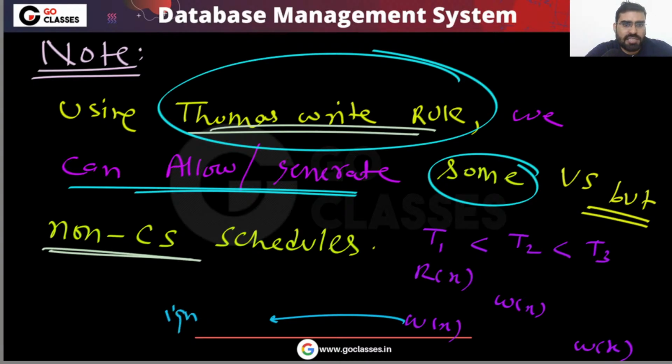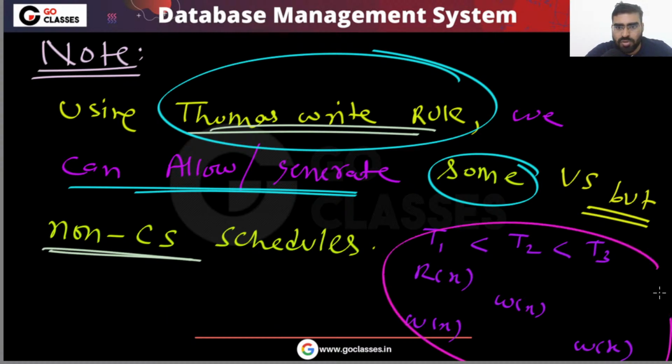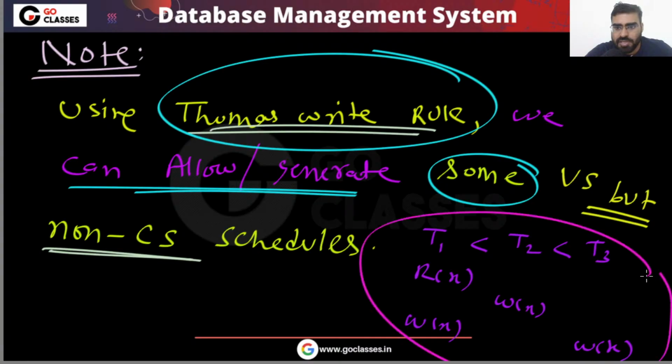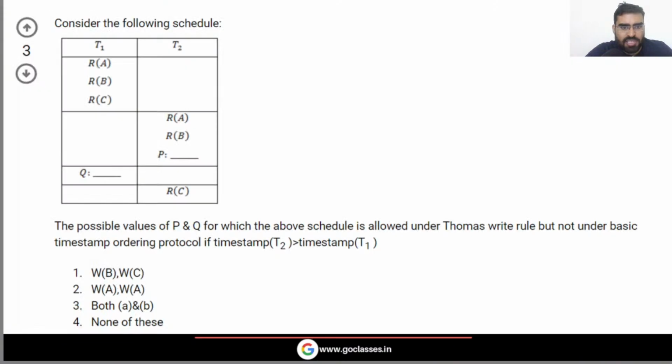Okay, so you can easily see that this is view serializable. This schedule on your screen is view serializable, not conflict serializable, and this is allowed by Thomas Write rule. Tell me the answer for this question. Can you tell me quickly?